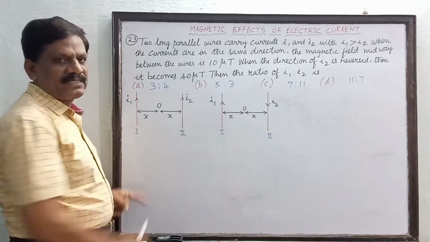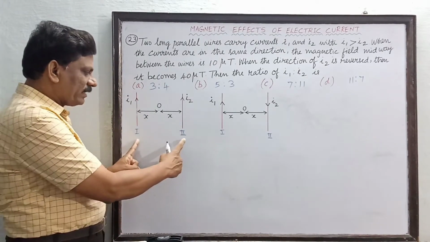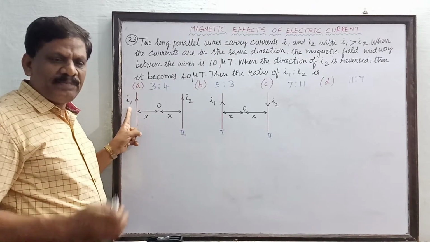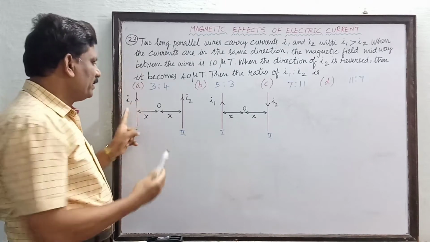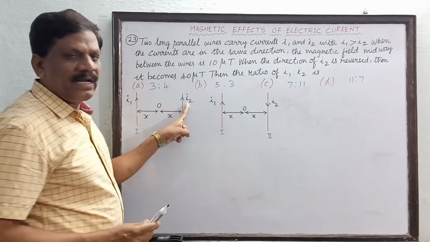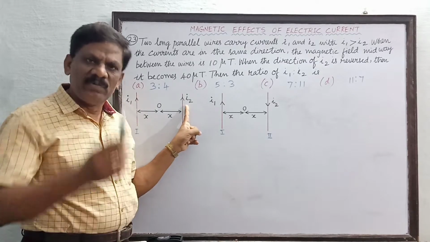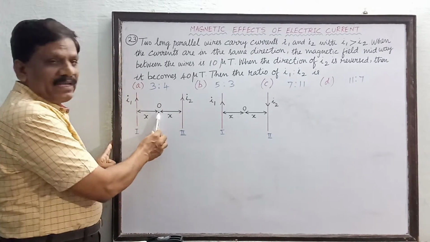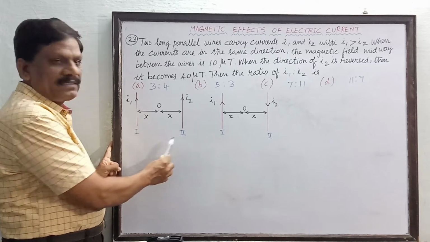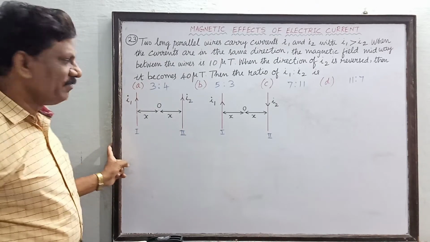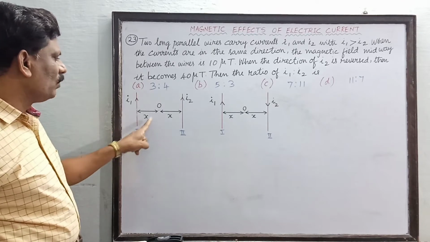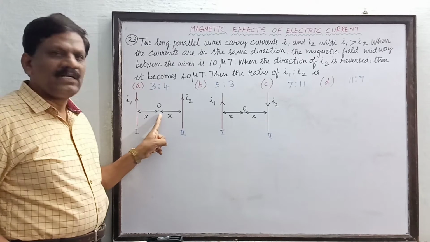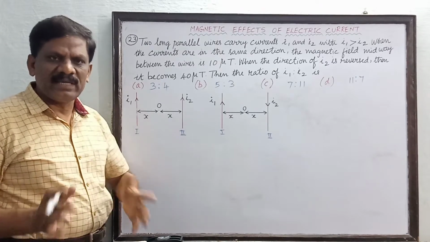In the first case, can you all see there are two conductors 1 and 2. In conductor 1, I1 ampere is flowing in the upward direction. In conductor 2, the current I2 also flows in the upward direction. O is a point midway between the two conductors. So the distance of the point O from conductor 1 is x. The distance from the second conductor to the midpoint O is also x.